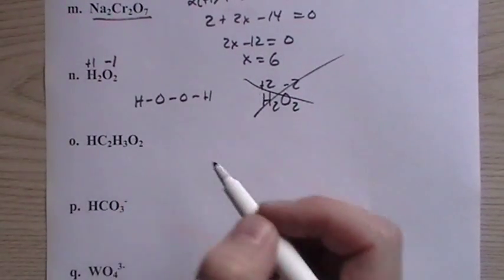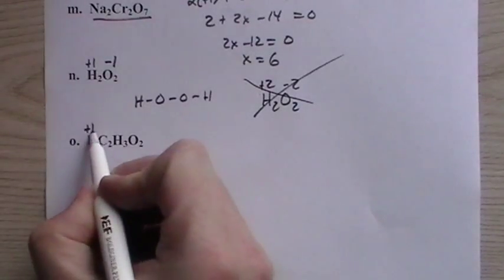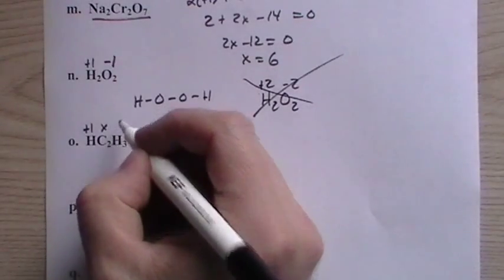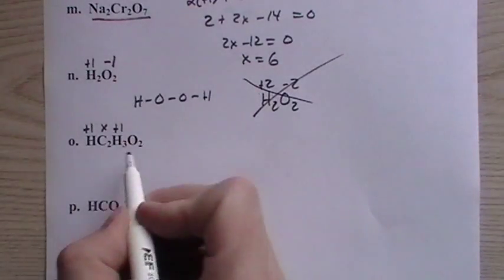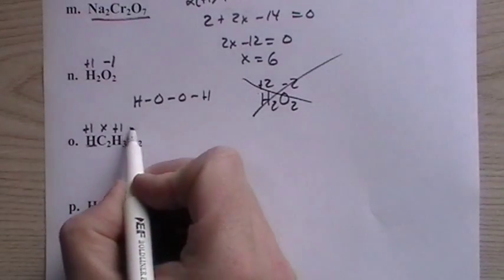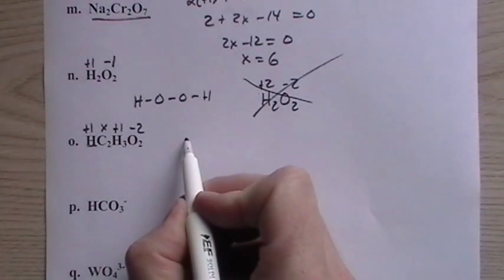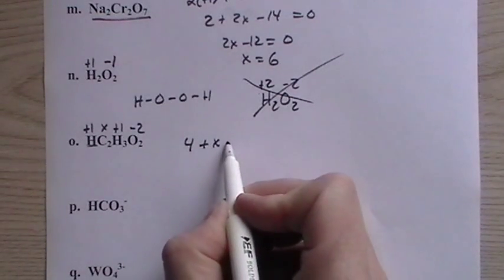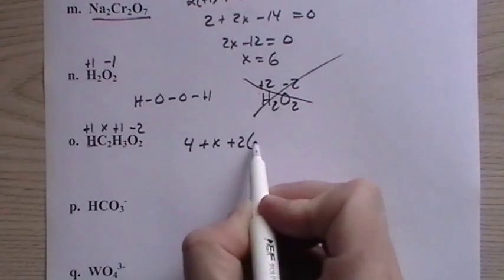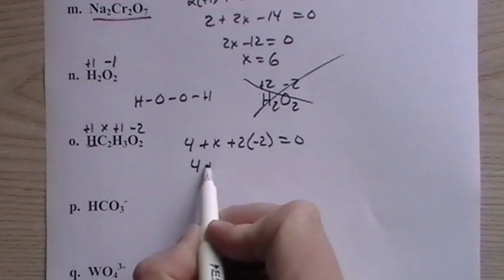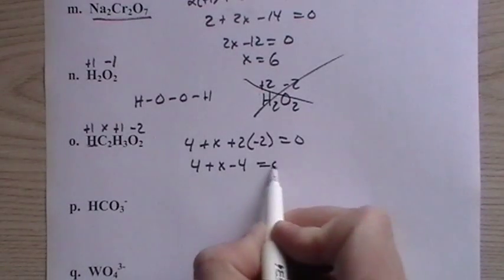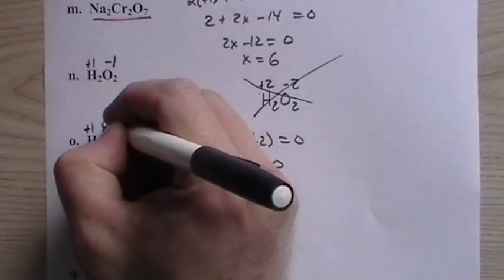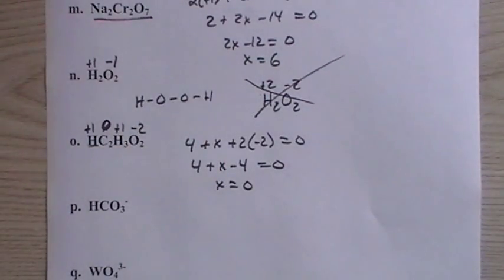Now I put this next one in because it's a little tricky. So this is +1. Carbon, we don't have a rule for, and it can be more than 1 oxidation number. Hydrogen is +1 here. Oxygens are separated, but that's okay. And then we have -2. So we have 4 plus X plus 2 times -2. So 4 plus X minus 4 is equal to 0. So X is equal to 0. So carbon in this case, each of the carbons, has an oxidation number of 0.